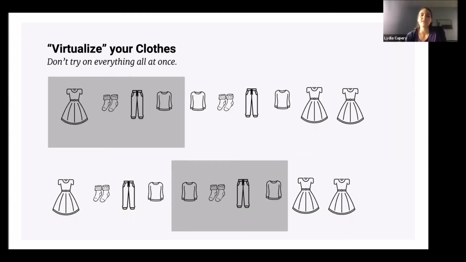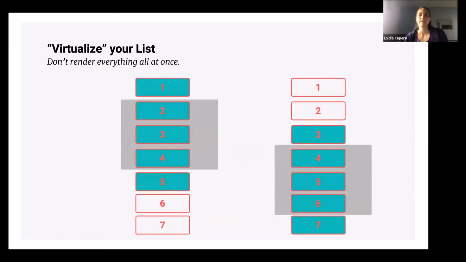When I'm doing this, I'm basically virtualizing my clothes. So instead of trying everything on at once, I'm trying on a subsection of what's in my cart, then trying on the next subsection of what's in my cart. This isn't too different from what we want to do on the front end. So similarly, if I'm virtualizing a list, it means that I don't want to render all my elements at once. Instead, I want to render only enough elements to fill the screen that I'm currently looking at.